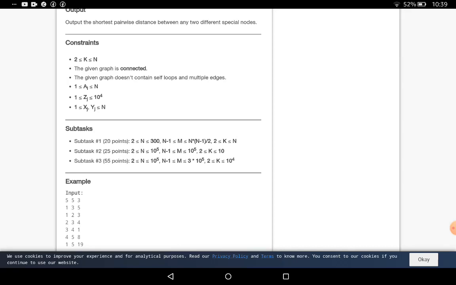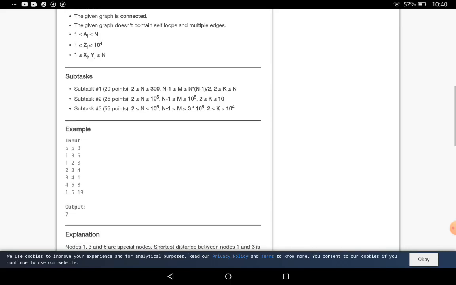Subtask 3 is where things get interesting. The previous two subtasks were basically implementations of classical algorithms, but in subtask 3 you can see that the number of nodes is still 10 to the power 5, but the number of special nodes can be as much as 10 to the power 4. So we cannot use any of the solutions we proposed in the previous two subtasks. For subtask 3, we are going to discuss two different approaches.